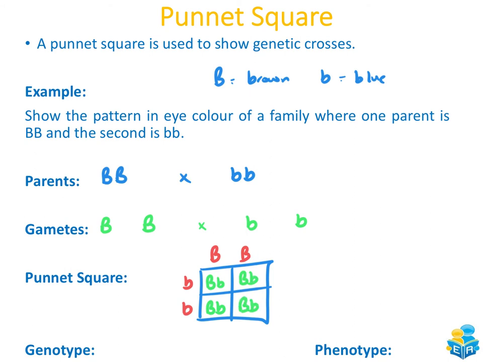So what is our genotype? Well, our genotype is we've four of the exact same, which means our physical expression or our phenotype is going to be four brown eyes. So there's a 100% chance that the offspring is going to have brown eyes in this particular case.